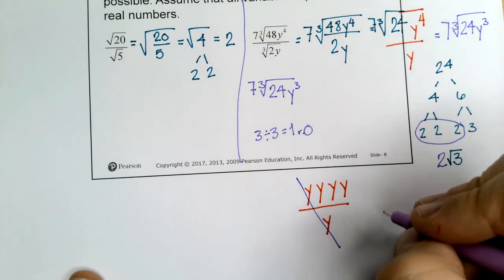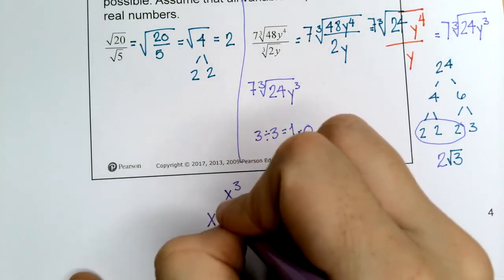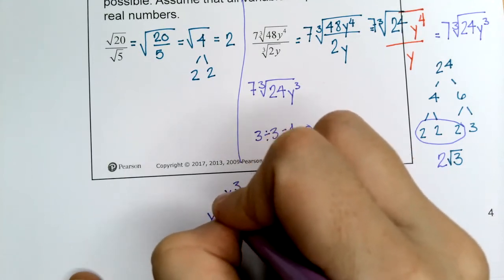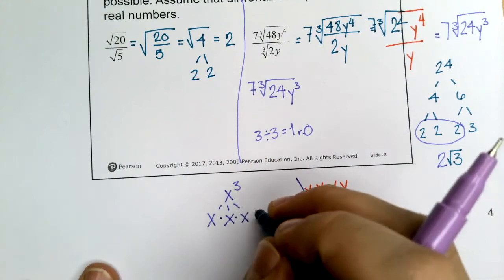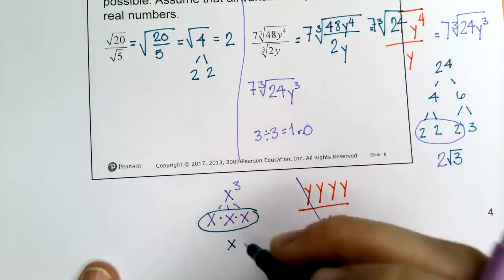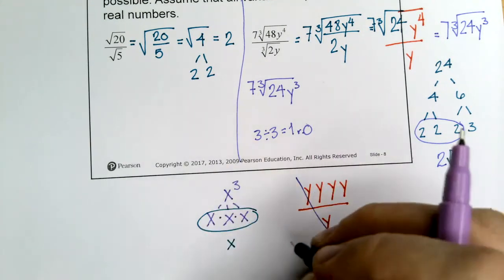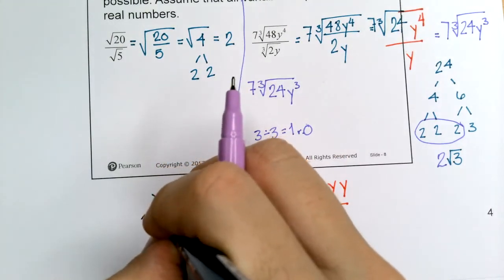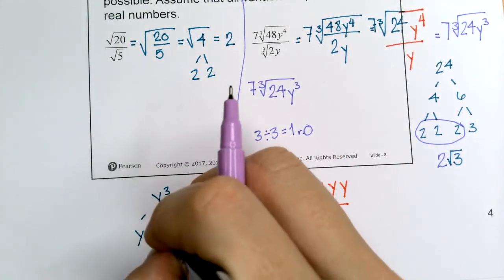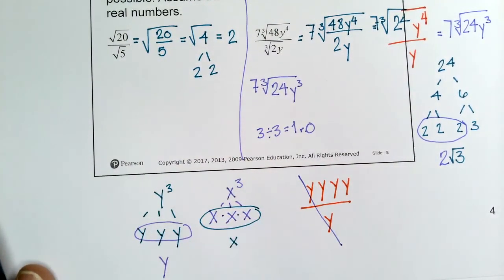Or I can say y to the third is y times y times y, and I'm looking for groups of 3. Oh, sorry, those are x's and it was a y. Pretend like those are y's. y to the third: y, y, y. So that just becomes a single y.